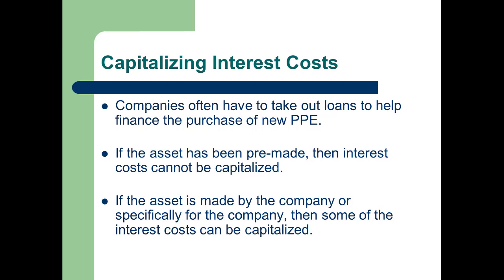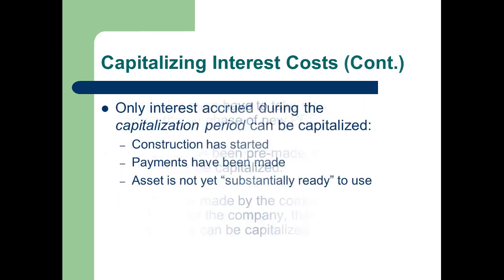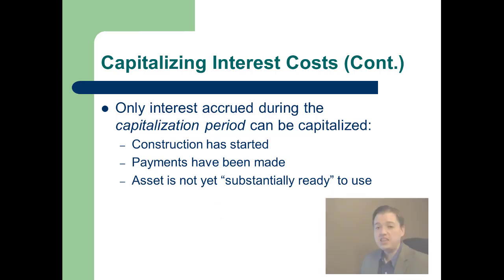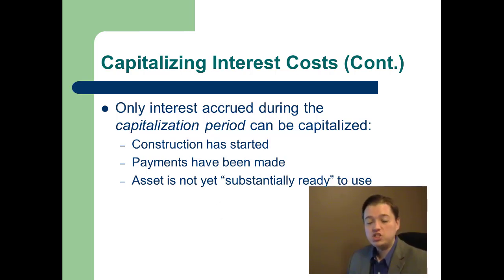The next requirement is that we can only capitalize during the capitalization period. And basically, FASB defined the capitalization period as the period from when we start construction and start paying for it. We have to do both until the asset is substantially ready to use. I could move in and start using it if I had to. During that period, I can capitalize interest. Before and after, you just have to expense your interest. But during that period, I can capitalize it.